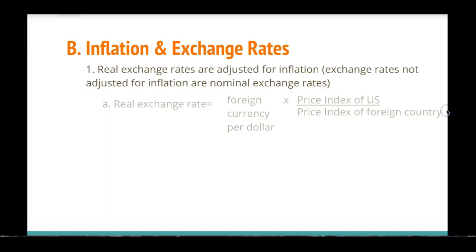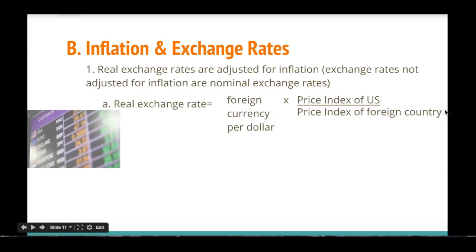So, in order to figure out real exchange rates, I try to simplify this down as much as possible. The real exchange rate for the United States would be the foreign currency per dollar, in other words the nominal exchange rate, times the price index of the U.S. divided by the price index for the foreign country. Oh boy, this is going back into price index. Do we remember those? We'll see. So, I have an example for you. It's best if we have an example.